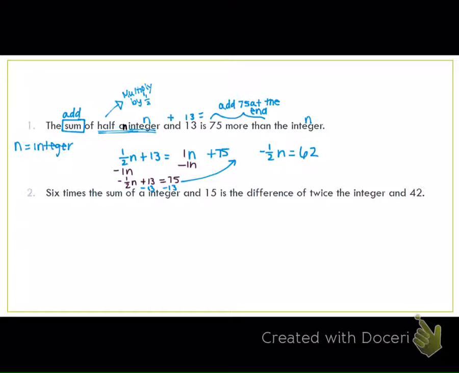How do I get n alone at this point? What can I do, Lexi? You can multiply by the reciprocal, so you can multiply by -2. That's just flipping it, is the reciprocal. Or, because you guys know how to put fractions in your calculators, you literally can type in 62 divided by -1 ABC2 in your calculator, and you get the same thing. So if I multiply by -2, that leaves me with n equals -124.